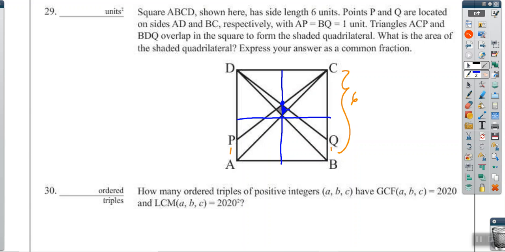And if I find this point here as well, then I can find the height and the altitude of the triangle, and then I can find my area. Multiply it by 2 because obviously I have two parts, right?